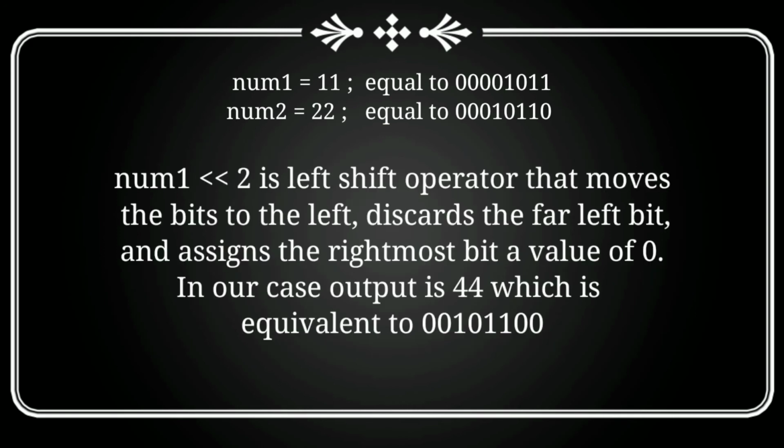Left shift operator moves bits to the left. In our example, I left shifted the number 1 by 2 bits. What happened is, the leftmost 2 bits were discarded. I got 2 blank spaces at right end. So I filled those blank spaces with 0.